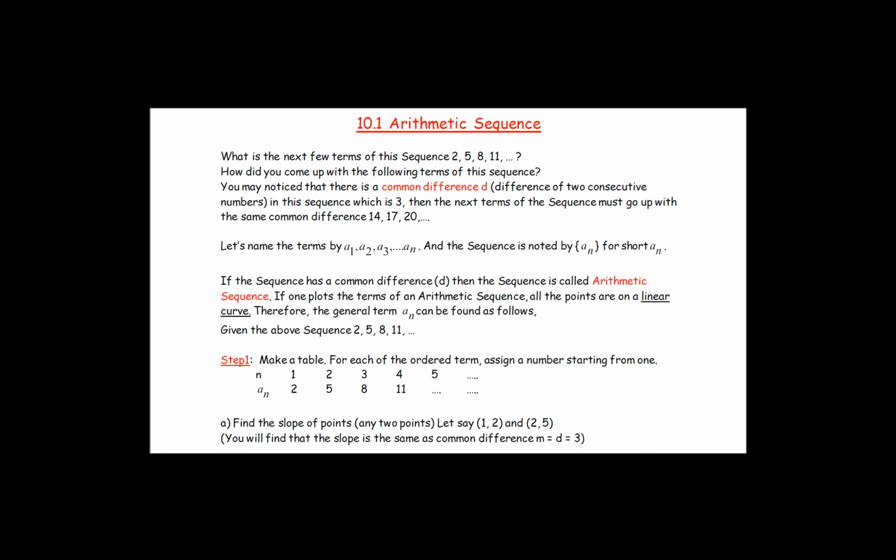The main formula for arithmetic is a_n equals a_1 plus (n minus 1) times d. With this, you can find the nth term of a sequence given the first term and difference, or you can also find the first term with a given term and difference.